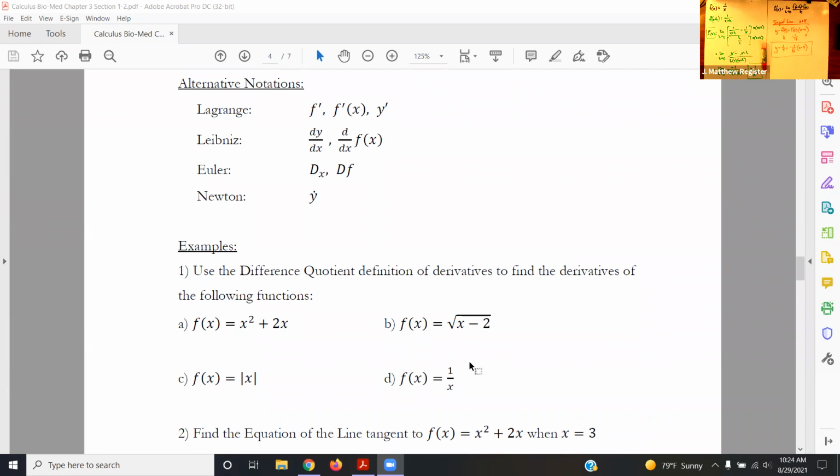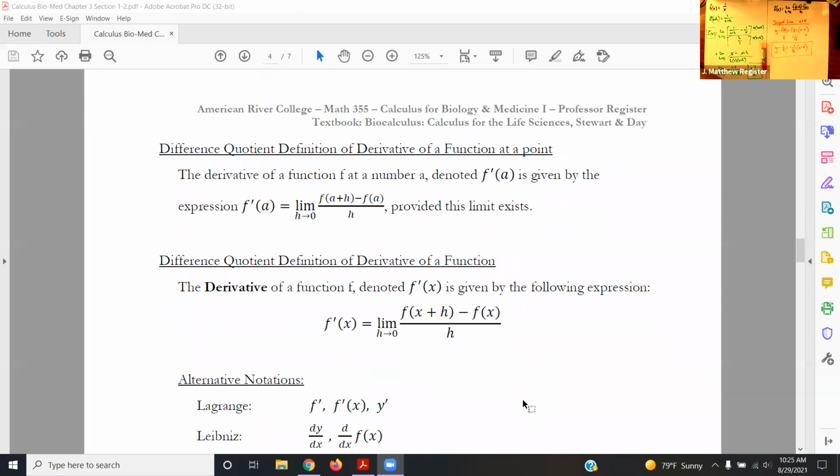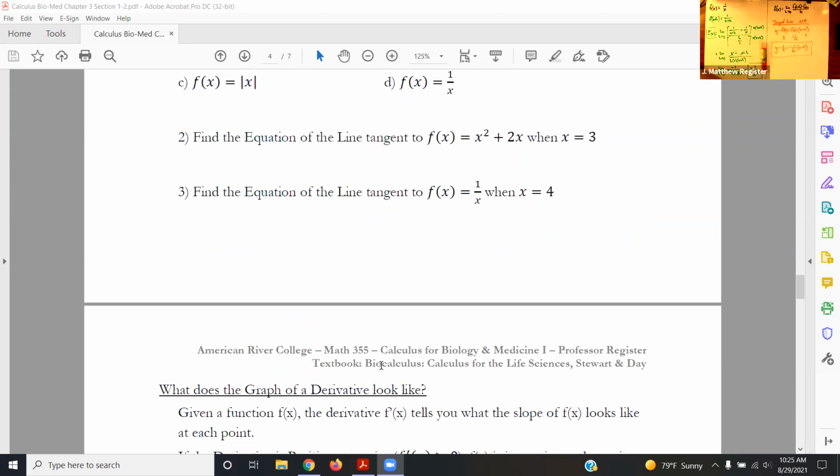But before you start focusing on the shortcuts, I want to make sure you really, really understand what this thing is. This difference quotient definition of the derivative is a huge thing because this is combining limits to give us our slope. And this is how everything the rest of the semester is defined. It's defined based on this definition here. And so keep that in mind as you're doing stuff going forward.